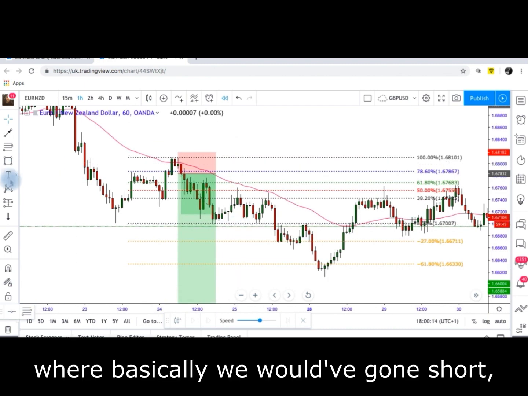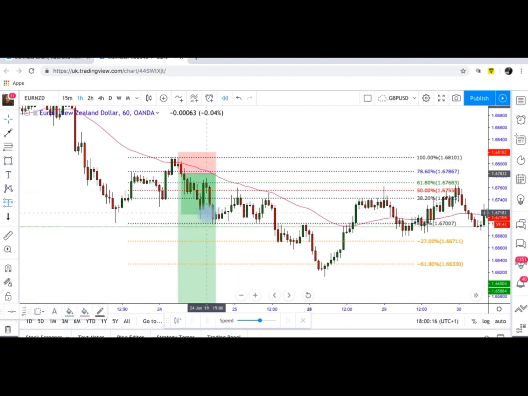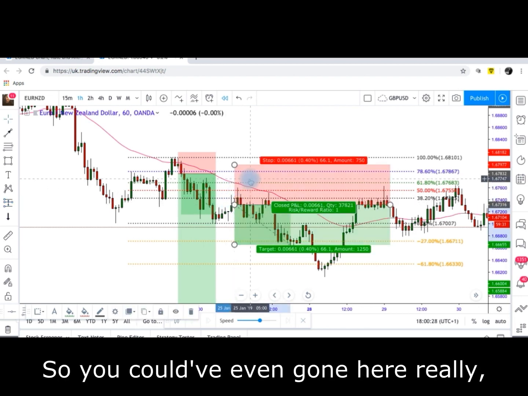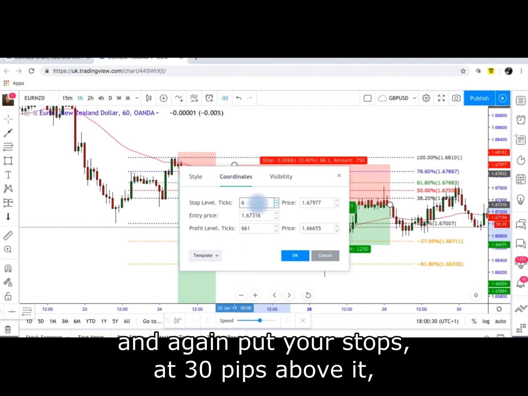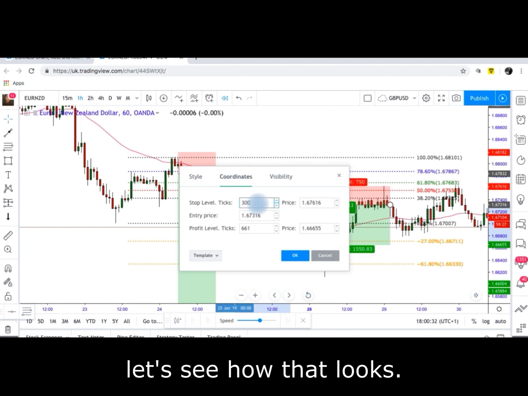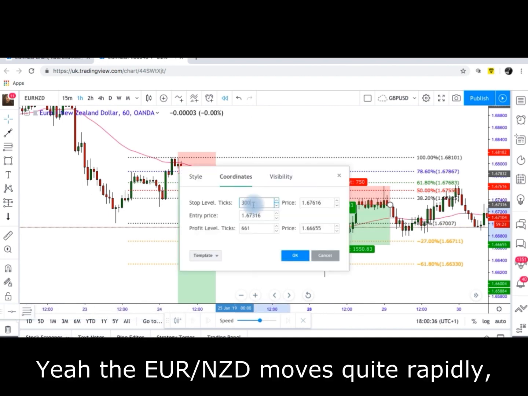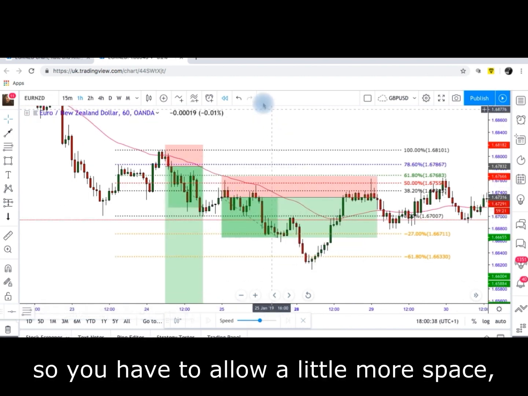where basically we would have gone short of this high test candle here, which closed just below the 38.2. So you could have even gone here really, and again put your stops 30 pips above. Let's see how that looks. Yeah, the EURNZD moves quite rapidly, so you have to allow a little bit more space.